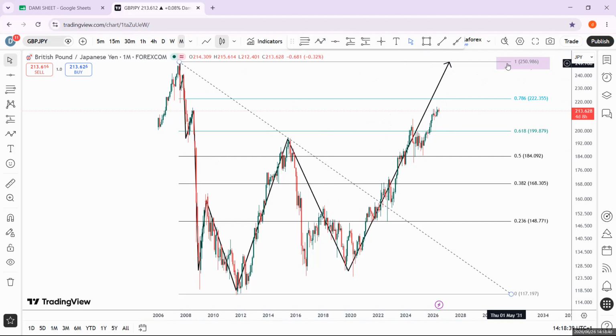Okay, so now that our Fibonacci has shown us where our take profit is, what are we going to do? Our job is now to just go ahead and break price down into smaller data, because obviously this is the monthly time frame and we don't pick trades on the monthly time frame.